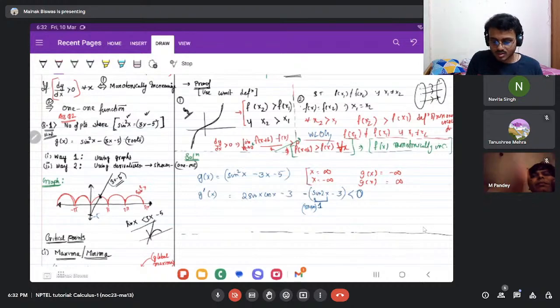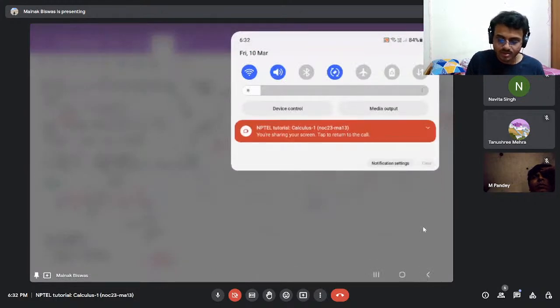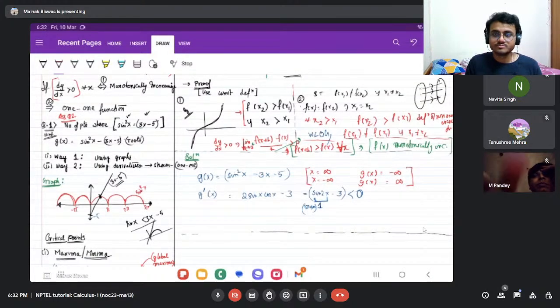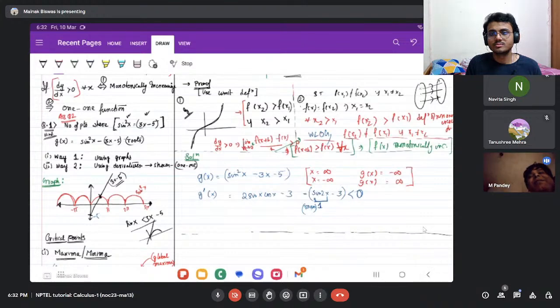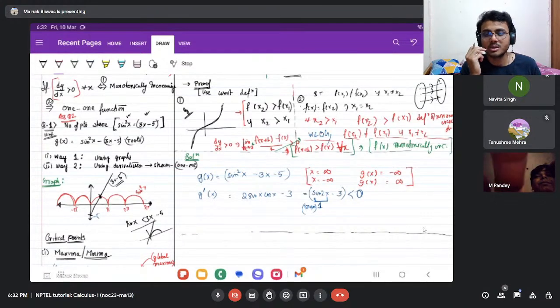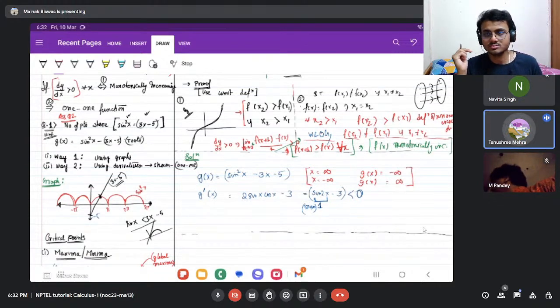Yes, sir. Now the others, did you understand what I did? I took the derivative and showed that the derivative is always less than 0. So you understood why the derivative is always less than 0? Go ahead, you have a question? The maximum value of sine 2x is 1. That's why it should always be less. I understood, you understood, but others, did you understand? No, sir.